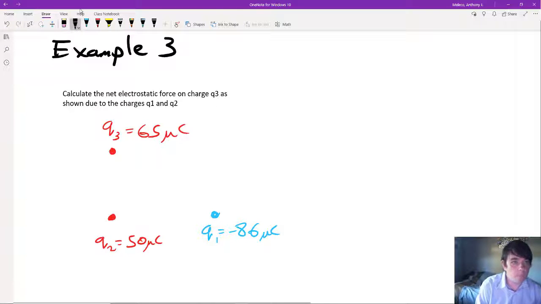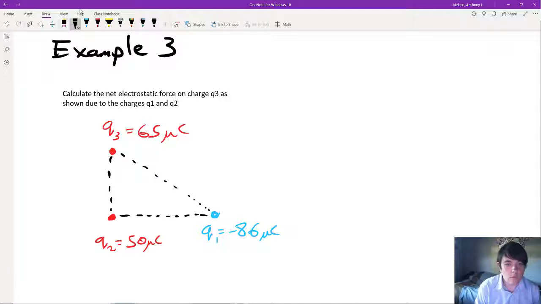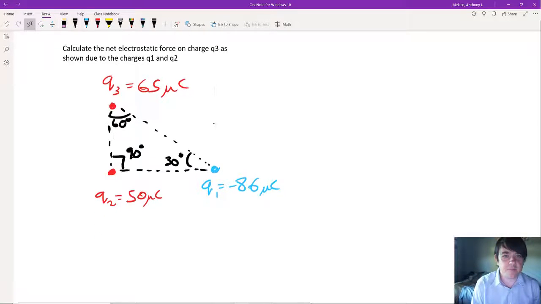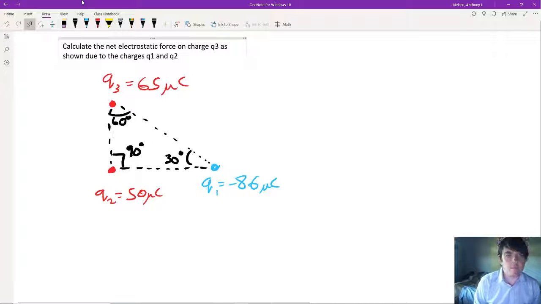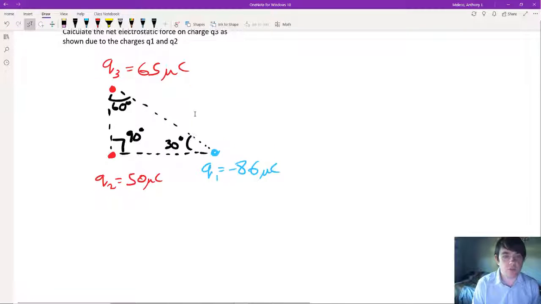Okay. So we're just going to finish this out. This is meant to be a right triangle. With this 90 degrees, this 30 degrees. So it's a 30, 60, 90 triangle. We want to calculate the net force on Q3 shown due to the charges Q1 and Q2.